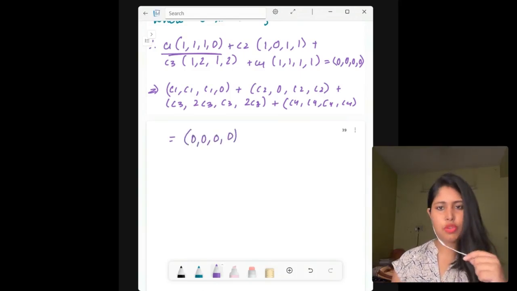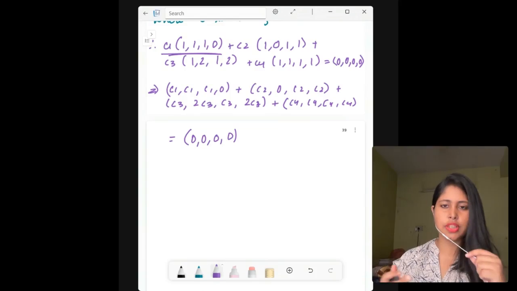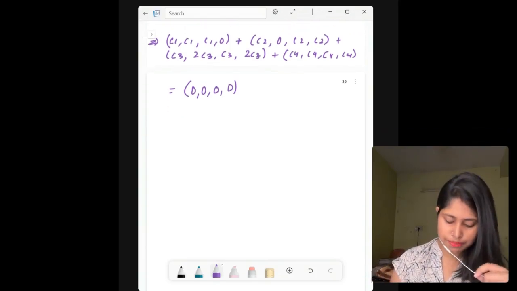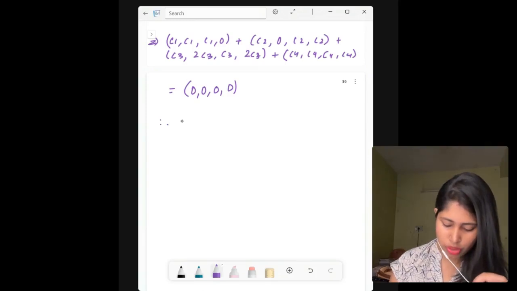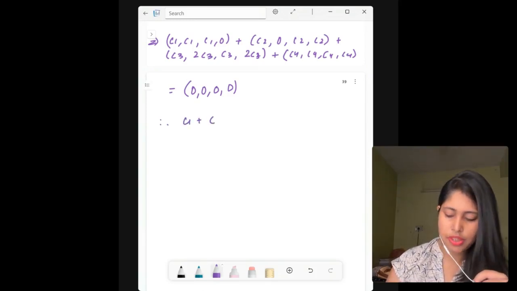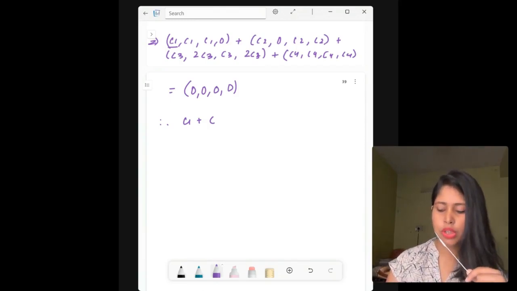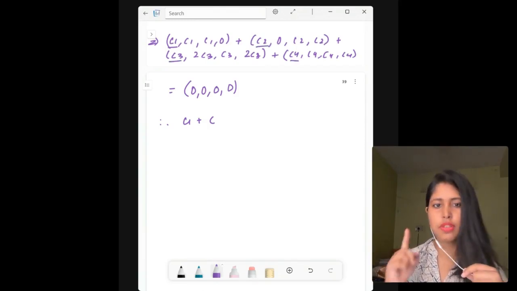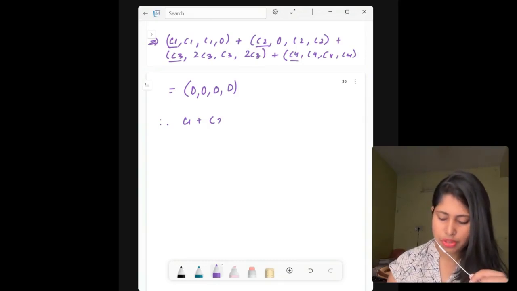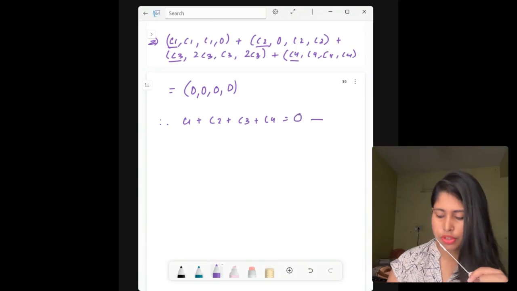Now if I just write directly the equations, expanding this component-wise, then what do we get? We get C1 plus, first add the first terms of the components: C1 plus C2 plus C3 plus C4. This is the first equation. C1 plus C2 plus C3 plus C4 is equal to 0, our first equation.